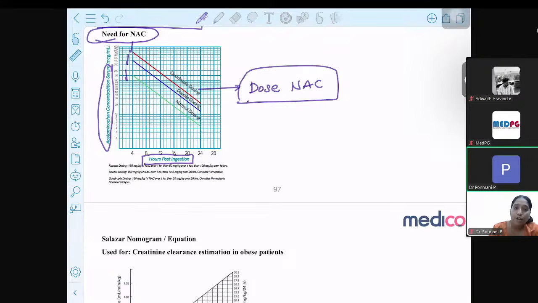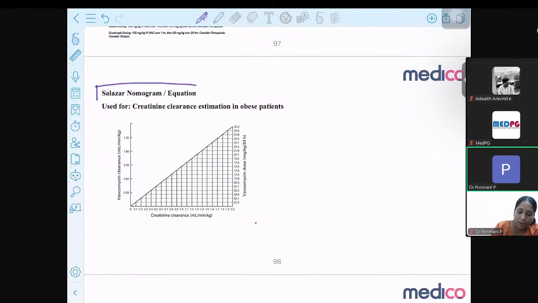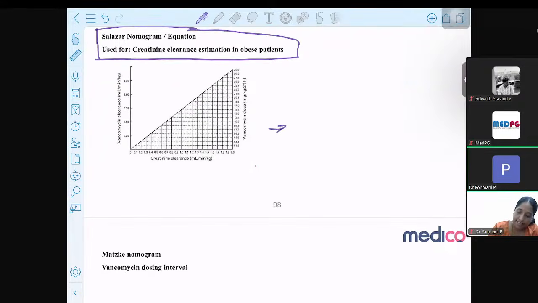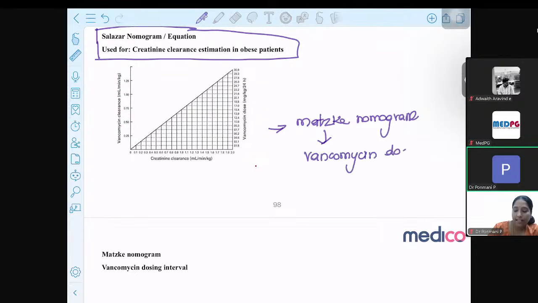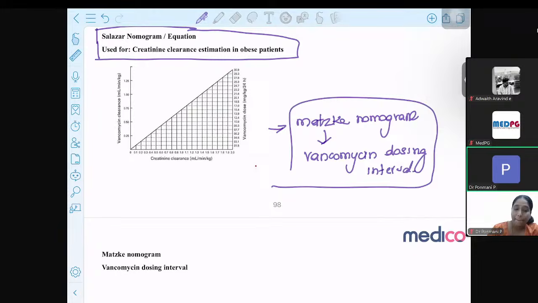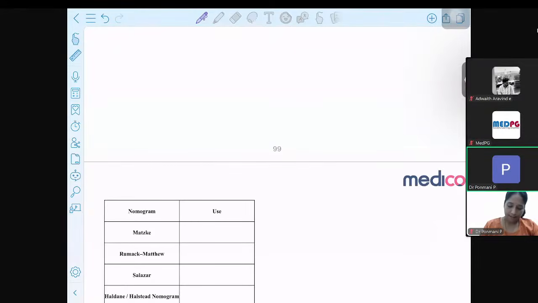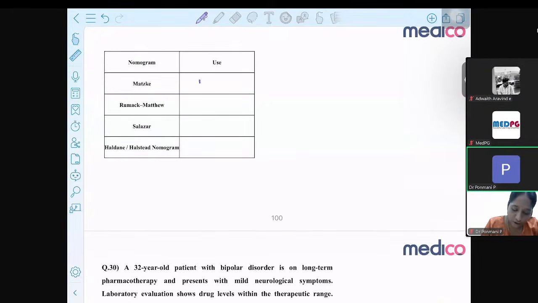Similarly, there is one more nomogram called the Salazar nomogram, which is used for creatinine clearance estimation in obese patients. And there is one more nomogram called the Matzke nomogram. This Matzke nomogram is used for determining the vancomycin dosing interval. So this is the use of the Matzke nomogram. Now, Matzke is used for vancomycin.